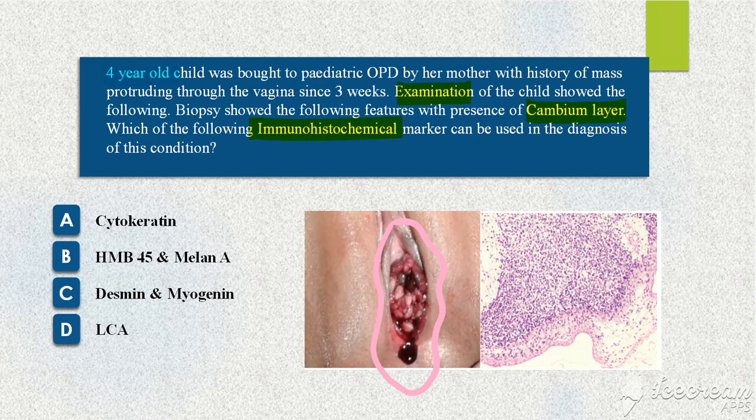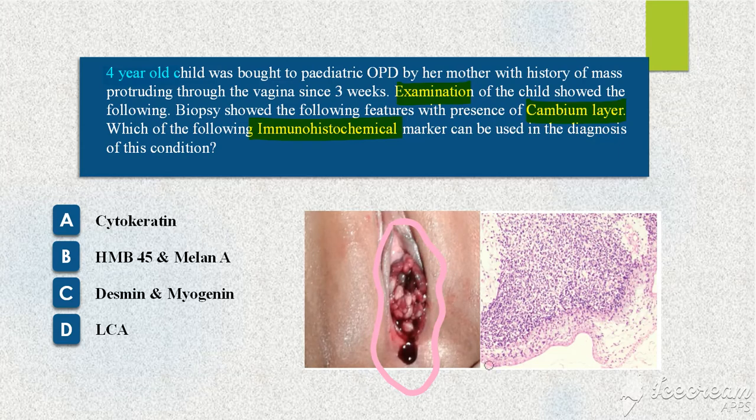So to summarize, this is basically a child who has a mass protruding through the vagina, which is grape-like, and the biopsy finding, to some extent they've given, is presence of cambium layer. So how can you confirm the diagnosis of this tumor? You should have something running in your mind, then only can you guess what the marker is. Any young child with a polypoid, grape-like mass through the vagina, always think of a sarcoma. And this particular histological picture is characteristic.